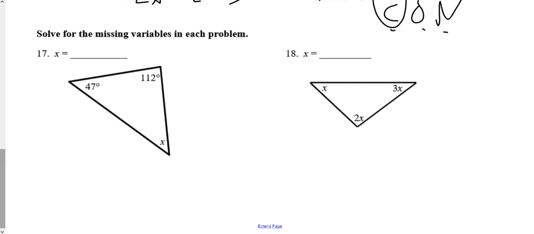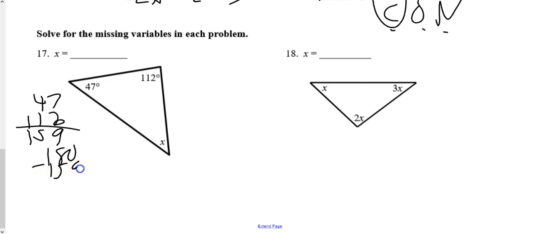Solve the missing variable. Well, we know triangles add up to 180. So 47 plus 112 is 159. 180 minus 159, 21 degrees.